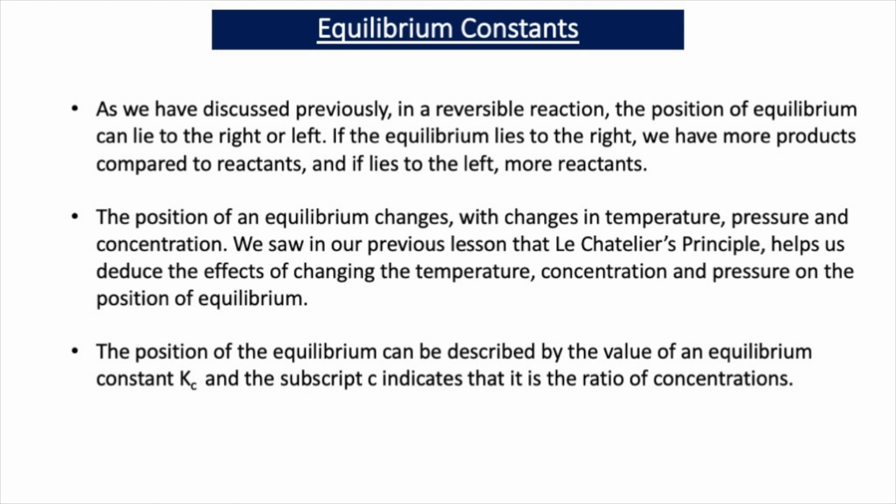The position of an equilibrium changes with temperature, pressure, and concentration. We saw in our previous lesson that Le Chatelier's principle helps us deduce the effects of changing the temperature, concentration, and pressure on the position of an equilibrium. The position of the equilibrium can be described by the value of an equilibrium constant, Kc, and the subscript c indicates that it's the ratio of concentrations that we're using to generate the value of this constant.